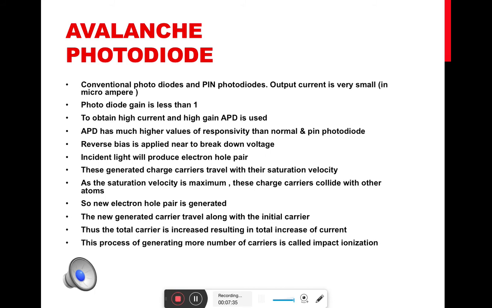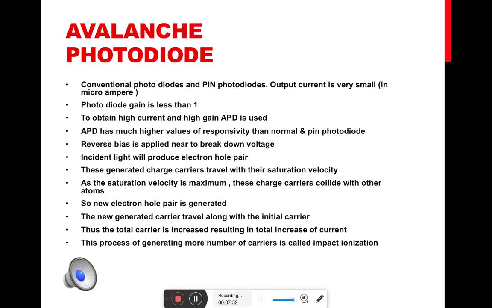So these charge carriers will be colliding with other atoms. When they collide with other atoms, new electron-hole pairs are generated. New electron-hole generation means a higher current is generated. So the total current is increased.